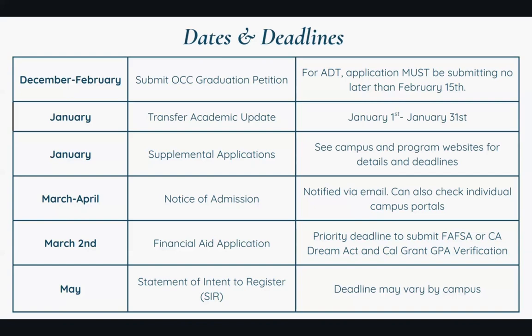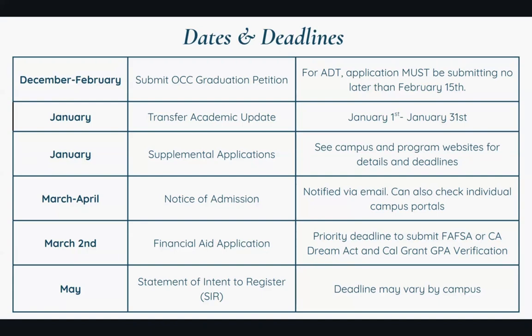In the month of January, this is where you will go back into your Cal State Apply application and submit your transfer academic update. This will need to be completed from January 1st to January 31st. If the school you're applying to has supplemental applications to complete, this will also be done in the month of January. Please make sure that you check the campus and program websites for details and deadlines.